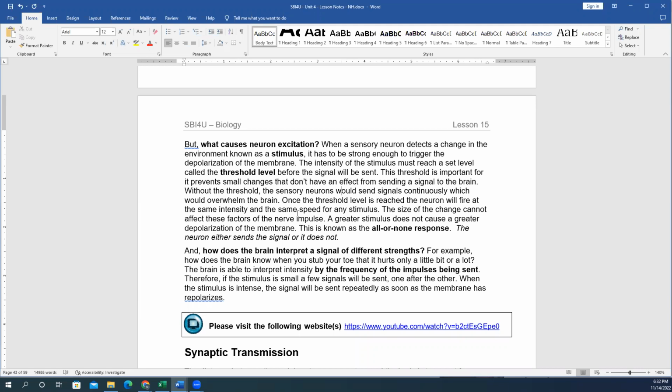That happens when the brain is able to interpret the intensity indicated by the frequency of the nerve impulses being sent, how quickly, how fast those nerve impulses are arriving. So if you have a stimulus that's very small, only a few signals will be sent, one after another. But if a stimulus is very intense, that signal will be sent repeatedly at a very high frequency. As soon as the membrane has repolarized, it is sent again.